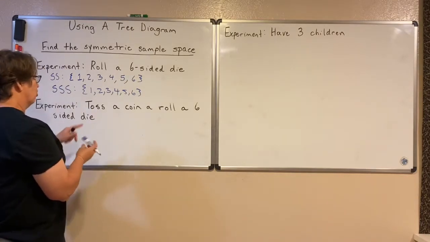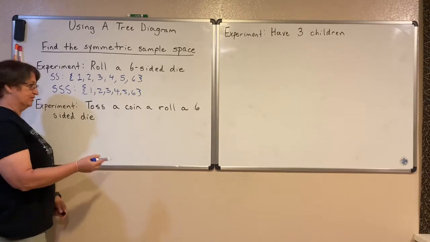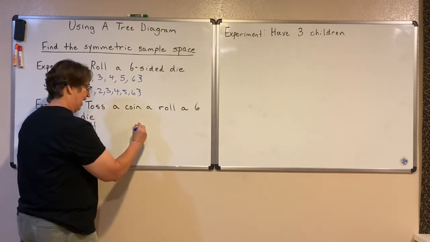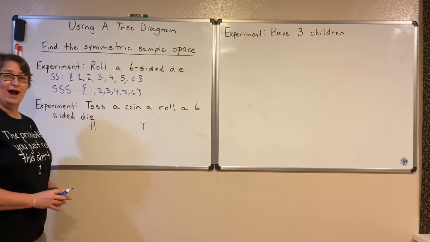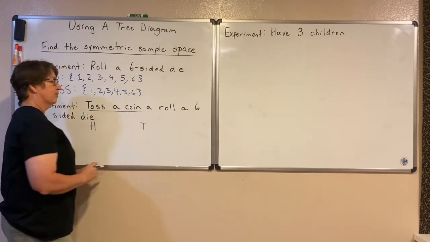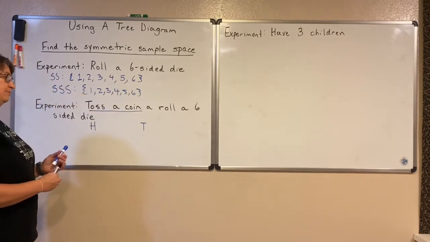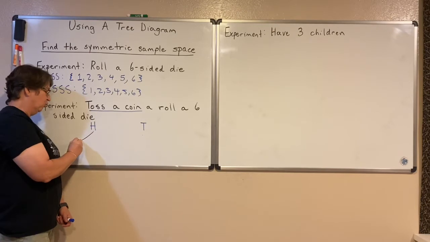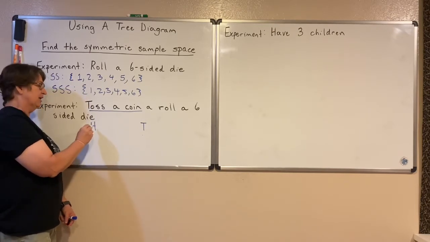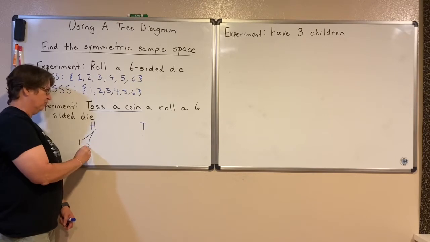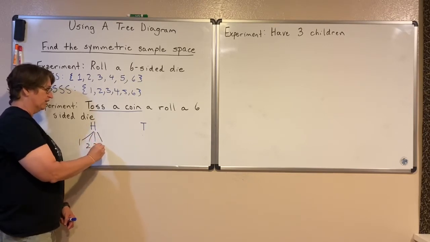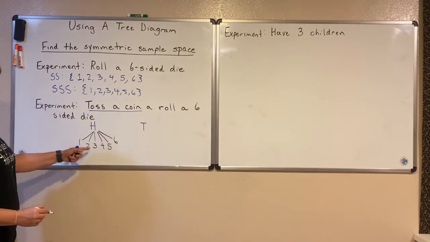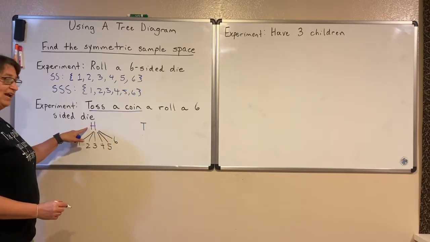On the coin, I could get a heads or a tails. I'm going to draw a sideways tree because I don't have a lot of space here, but I could get a heads or a tails. Those are my two outcomes for tossing a coin. Then I'm going to roll a six-sided die. So if I got a heads on my coin, I could get a 1 on the die, a 2, a 3, a 4, a 5, or a 6. So there are 6 different possibilities that I could get if I get a heads first.